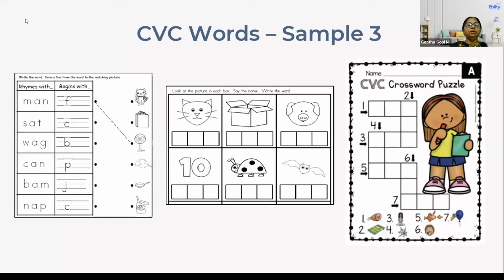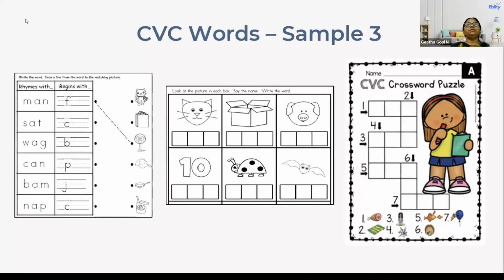In another sample here, the beginning sounds are given, and then they have to write the rest of the word by saying the name of the picture. So, different ways of doing it. A crossword puzzle is another way, where a picture puzzle is given in the form of a crossword. They have to look at each picture, say the picture name, and then fill in the letters to make up the crossword puzzle. So again, different samples of how you can do it.